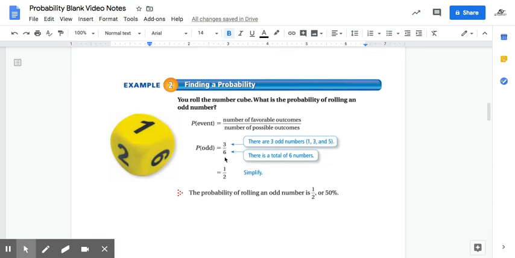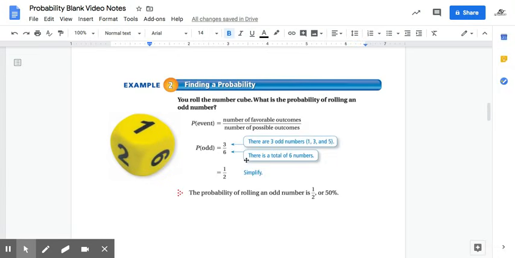Now I want to know the probability of rolling an odd number. So I wrote the word odd in my set of parentheses. Now I would have to look at all the numbers from 1 through 6 and determine how many of those are odd numbers. Well, 3, 1, and 5 are all odd numbers. So there are a total of 3 odd numbers. So I would write a 3 in my numerator. So the probability of rolling an odd would be 3/6.